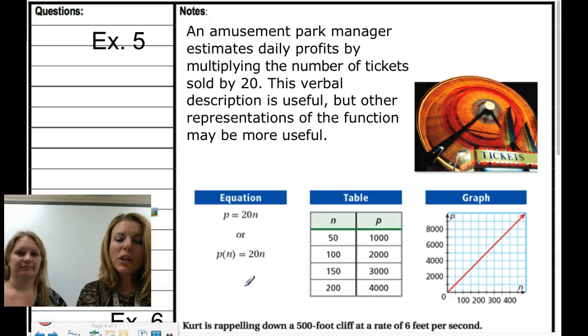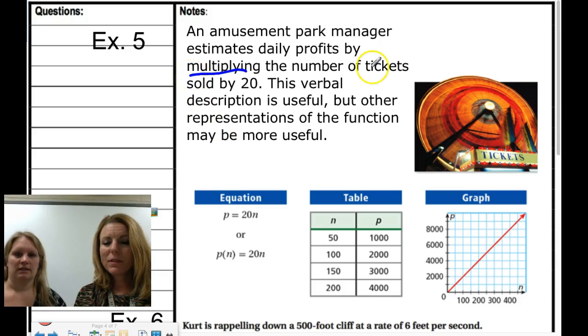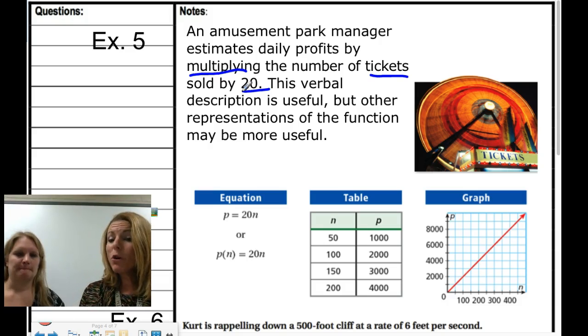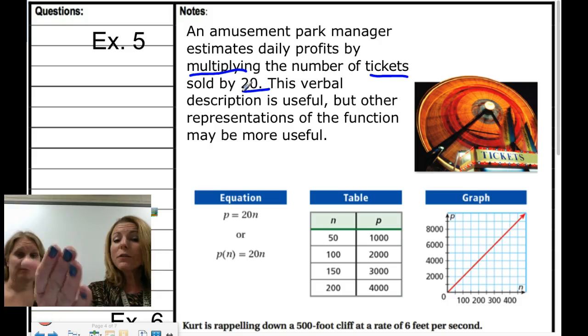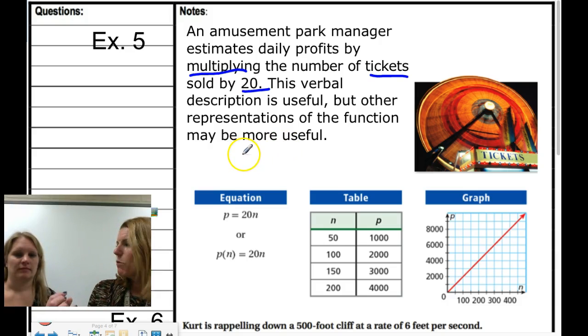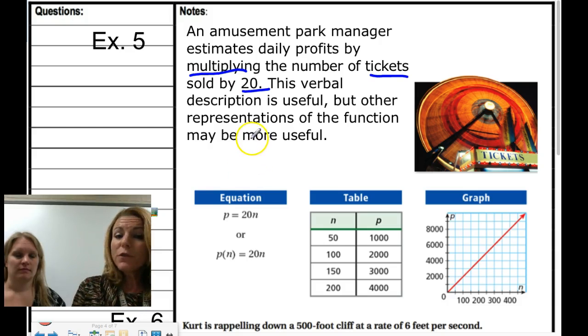So now let's check out this one. An amusement park manager estimates daily profits by multiplying the number of tickets sold by 20. All right, so we're multiplying tickets by 20. This verbal description is useful, but other representations of the function may be more useful. So we talked about this. That's a verbal. This is kind of an example, but kind of a teaching moment too for us. So there's the verbal up there.